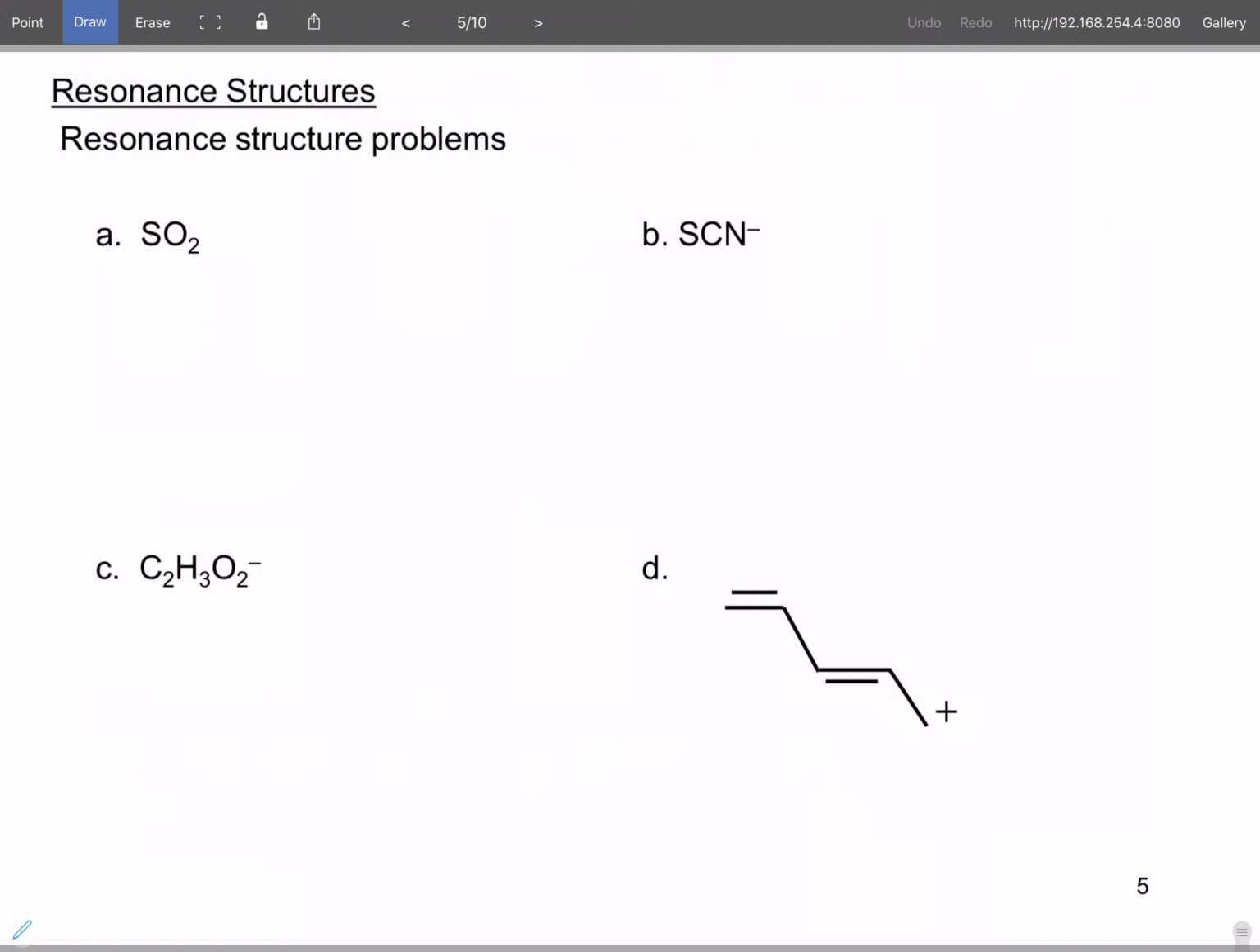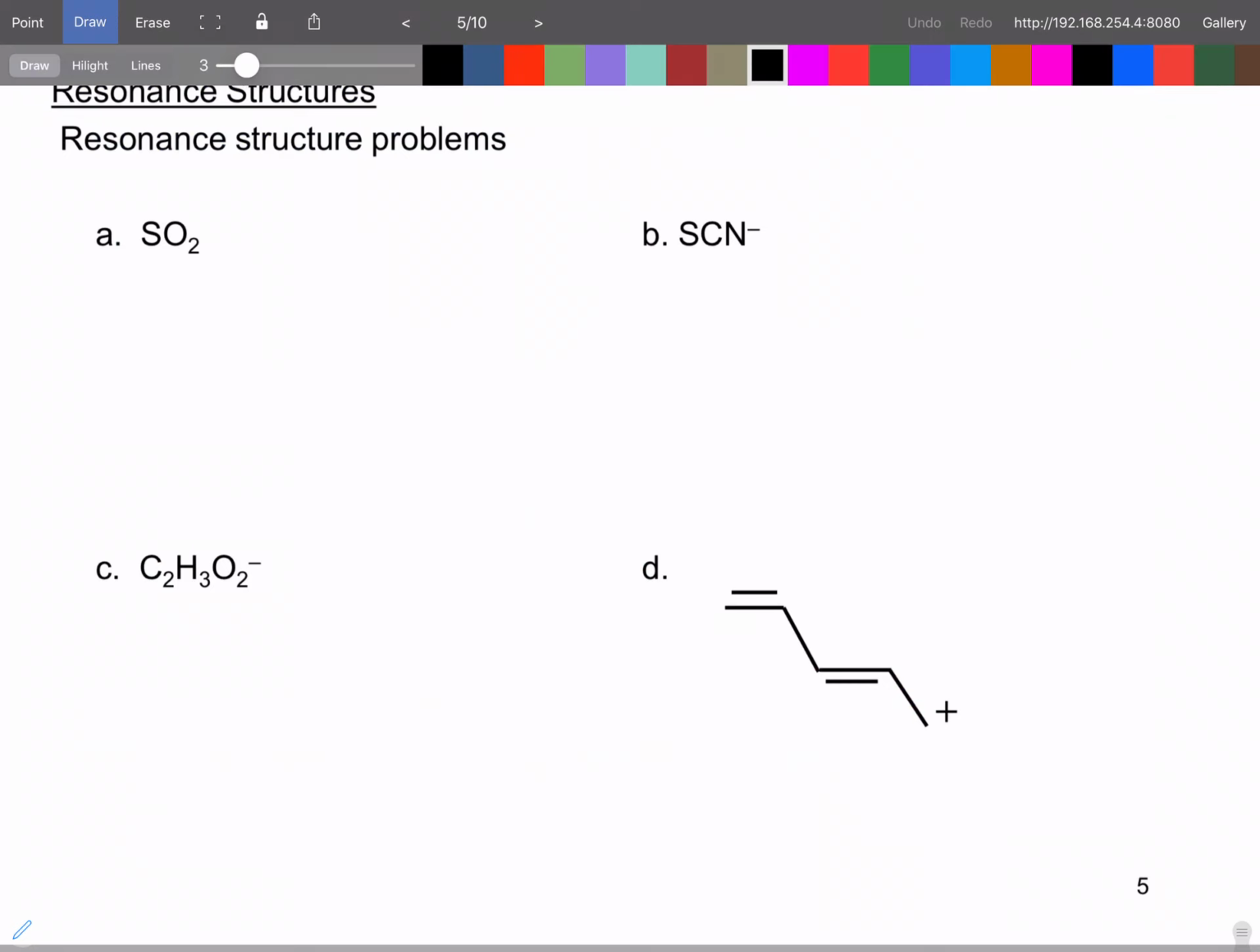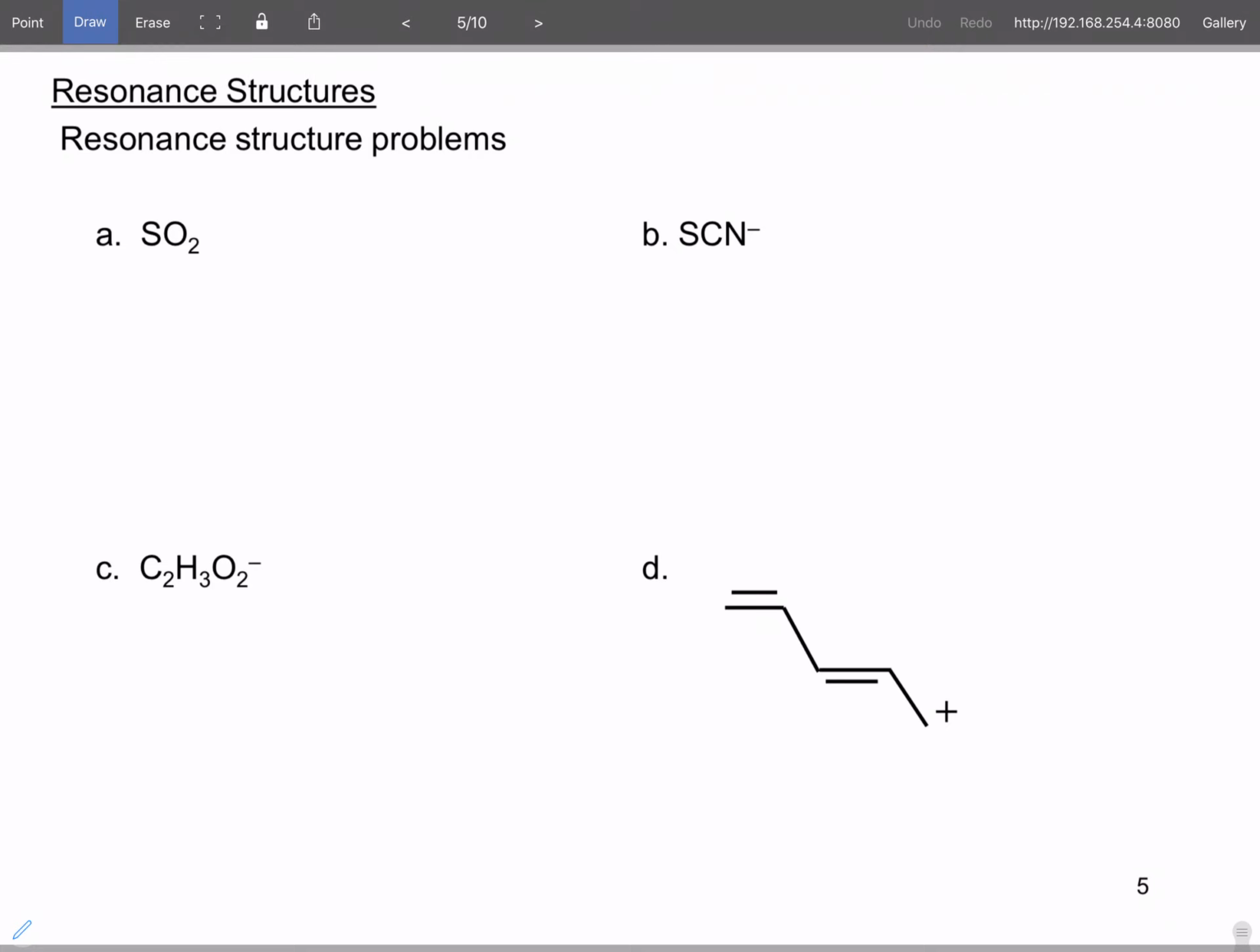So here we go. We've got some problems here. For simplicity's sake, because I know I'm going to move things, we're going to start with the numbering. So 6 plus 6 times 2 is 18. Here sulfur is central, so we're going to have oxygen on either side. So we have 2, 4, 6, 8, 10, 12, 14, 16, 18.